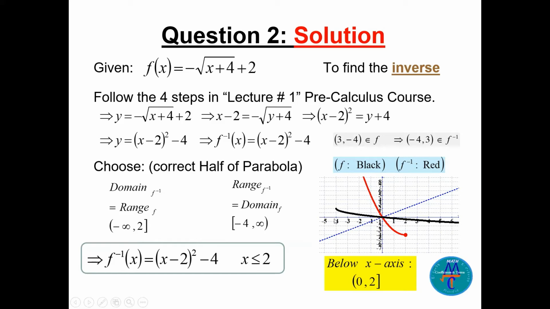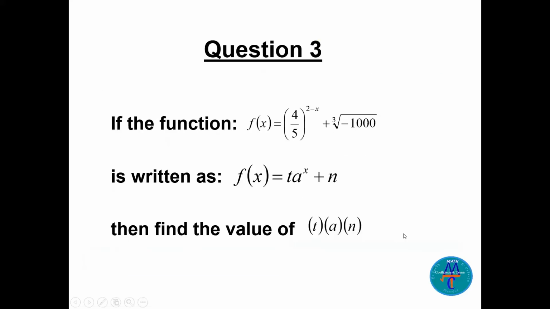So this point minus 4, 2 on the graph of the function f, if you interchange x and y, is 2, minus 4 on the inverse. The question says where the graph of the inverse, which is the red one, is below the x-axis. So from 0 open until 2 closed. This is where the graph of the inverse is below the x-axis.